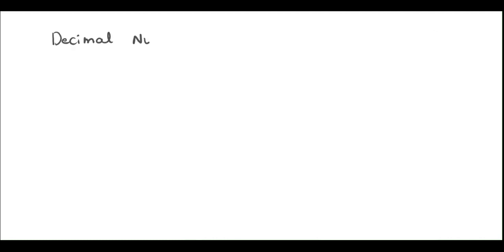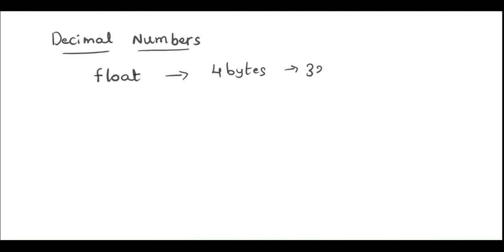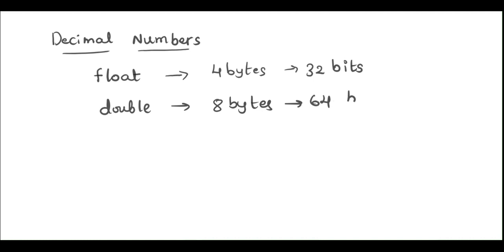To store decimal numbers, we have float and double. The size of float is 4 bytes, which is equivalent to 32 bits. And the size of double is 8 bytes, that is 64 bits. So these are the two data types used to store decimal numbers.